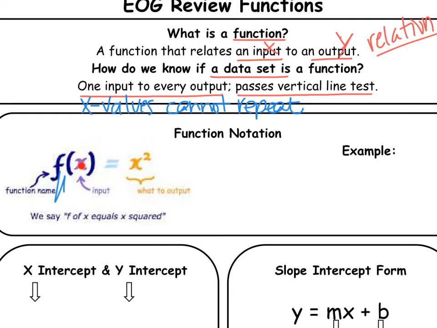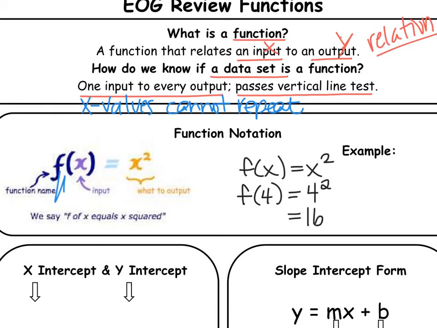So our input is whatever we're putting in for x, and our output is what happens when we apply this function rule to our input. So we say this as f of x equals x squared. So let's take that function, f of x equals x squared, and if I want to know what that function equals when x equals 4, I'm just going to take out x, and I'm going to plug in 4, and f of 4 is 4 times 4, which is 16.